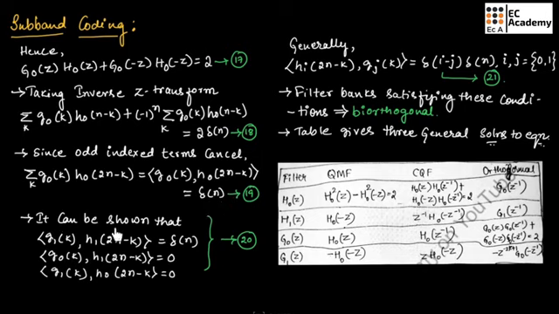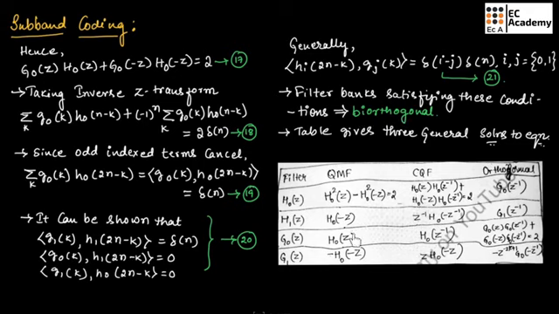So finally, it can be shown that <g1(k), h1(2n-k)> will be equal to delta(n), <g0(k), h1(2n-k)> will be equal to 0, and <g1(k), h0(2n-k)> will be equal to 0. Generally, we can write <hi(2n-k), gj(k)> will be equal to delta(i-j) delta(n). Here i, j will be equal to 0, 1. So filter banks that satisfy these conditions are known as bi-orthogonal.